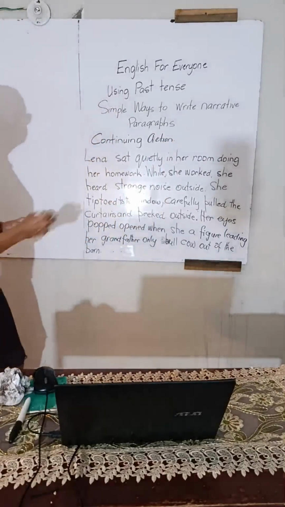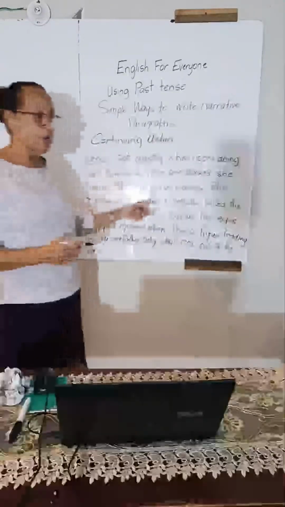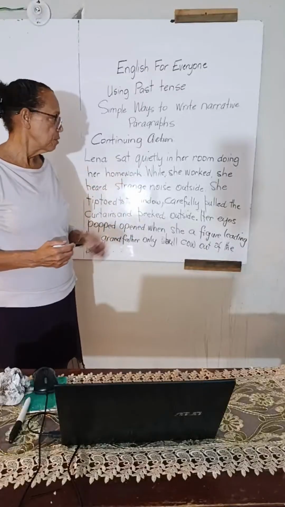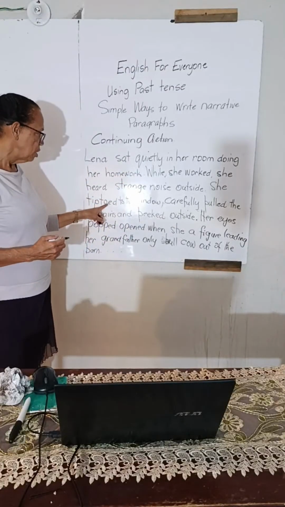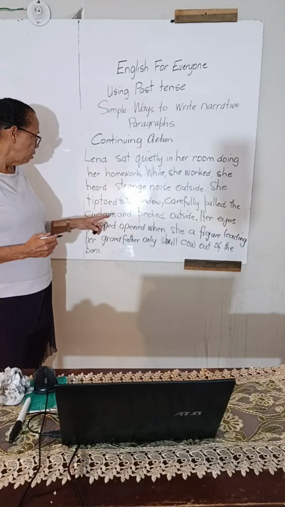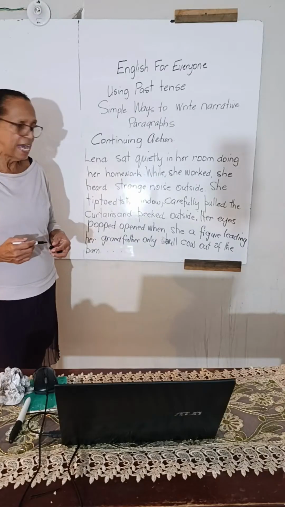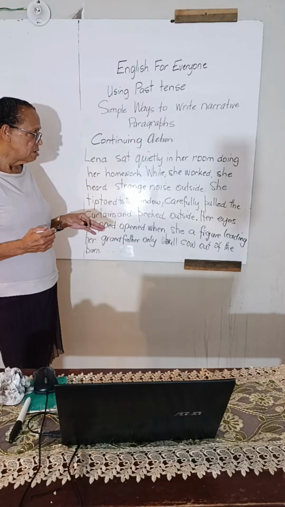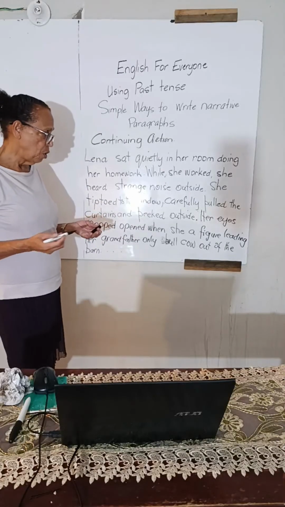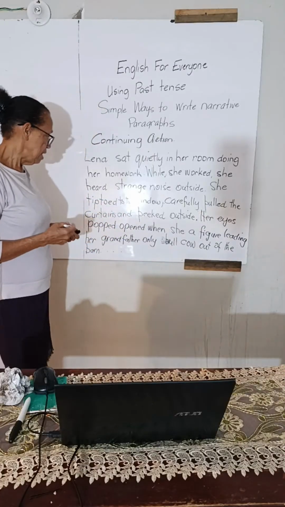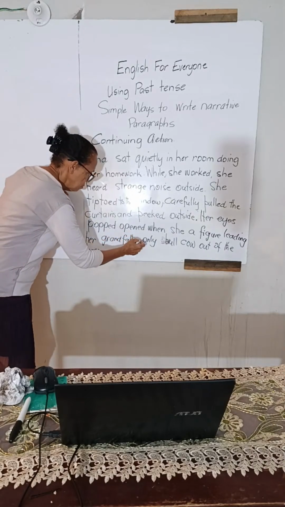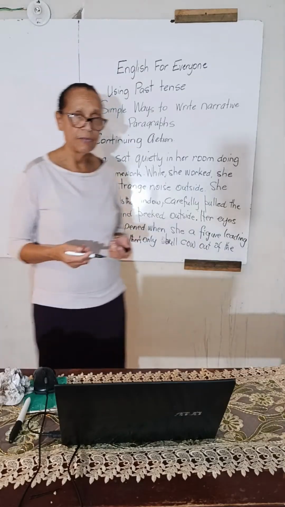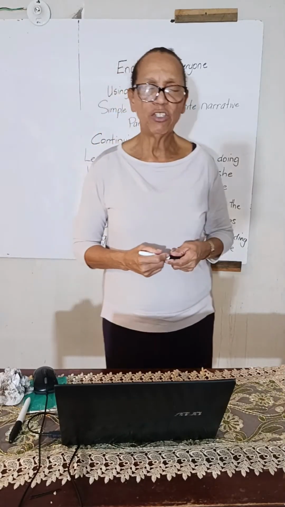So let's read that. So each sentence, you're continuing action. Lena sat quietly in her room doing homework. While she worked, she heard strange noise outside. Another action. She tiptoed to the window, carefully pulled the curtains, and peeked outside. Her eyes popped open when she saw a figure, or a shadow, leading her grandfather's only bull, just leave it at bull, out of the barn. And the rest is for the imagination.